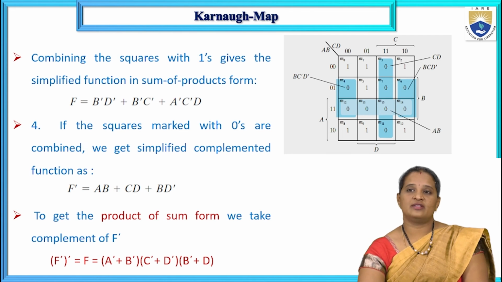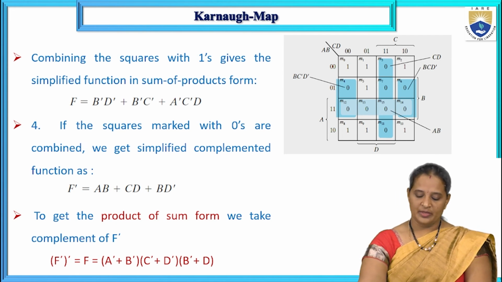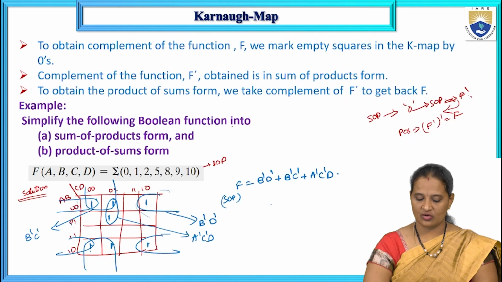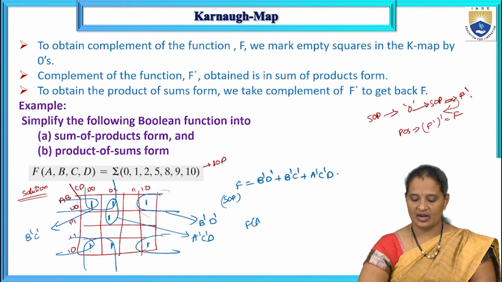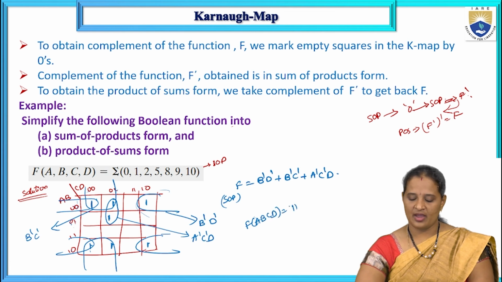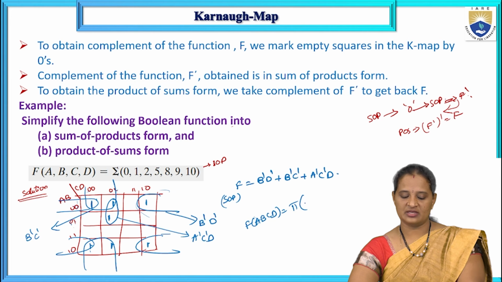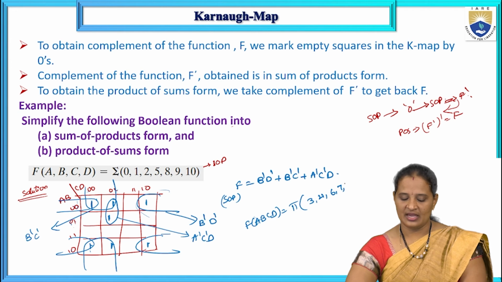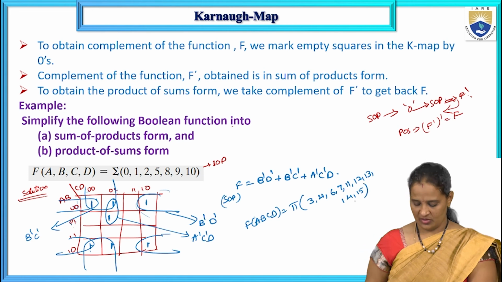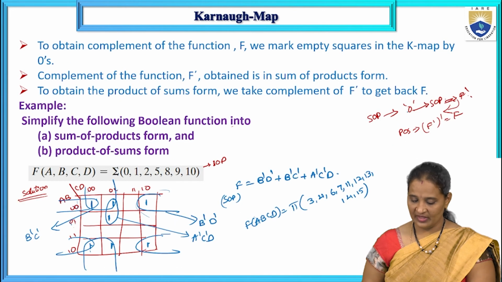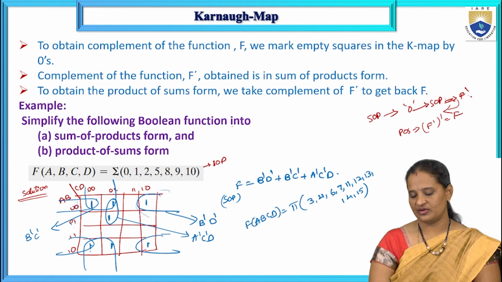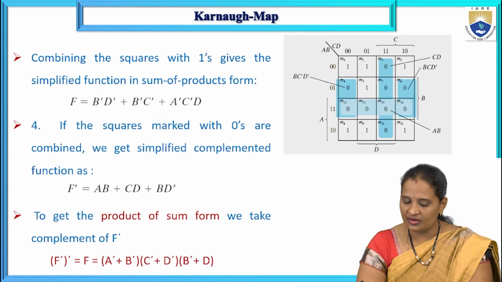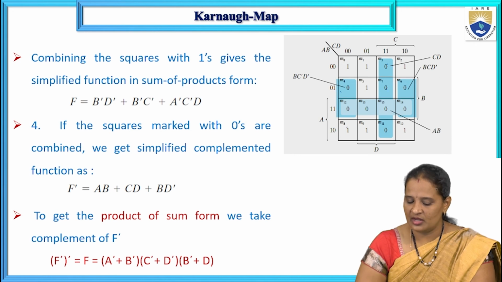Okay, so now to get the product of sums form, I want to identify what are all the minterms that are not present in this one. So now I am writing this A, B, C, D. Pi of, what are all the terms that are not present? 0, 1, 2 are there, 3, 4, 6, 7, 8, 9, 10 are there, 11, 12, 13, 14, 15. Now mark all the cells with that: 3, 4, 6, 7, 11, 12, 13, 14, 15.